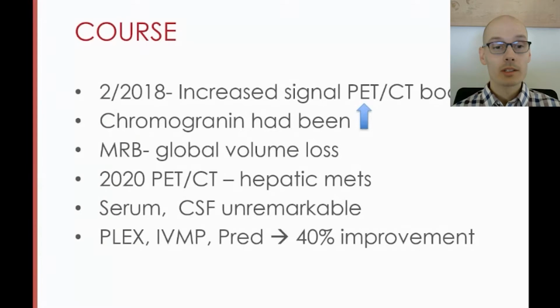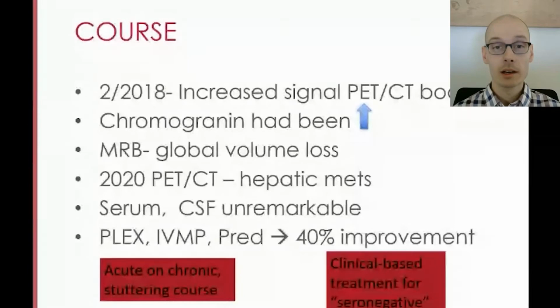Spinal fluid and CSF were unremarkable. However, recognition that the subacute onset, or at least the subacute worsening of these symptoms in relation to cancer, prompted immunotherapy, which did lead to a 40% improvement in symptoms. So this again represents acute on chronic stuttering course, which we need to be watching out for, and a clinical-based treatment for seronegative conditions.